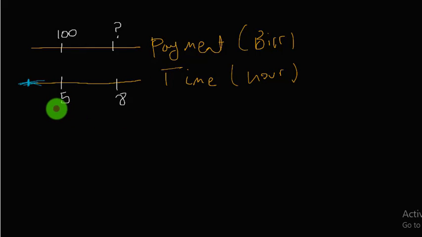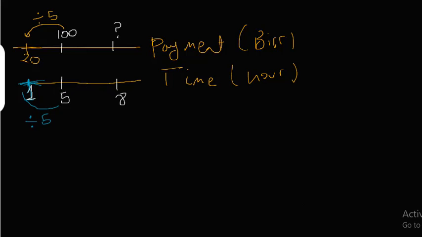So that I'm going to multiply by 8. So for 1 hour, I should divide here by 5. He will work 1 hour, so you have to do the same thing to the payment. Divide here by 5, so that we make an equivalent fraction. Now, when you divide 100 by 5, that would be 20. So if he works for 1 hour, he will be paid 20 birr.